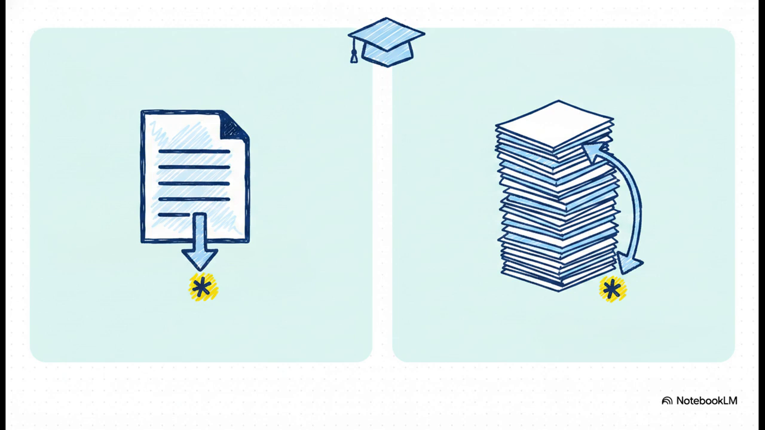Footnotes drop your supplemental references right at the bottom of the current page you're on, while endnotes compile all those citations neatly at the very end of your entire document.